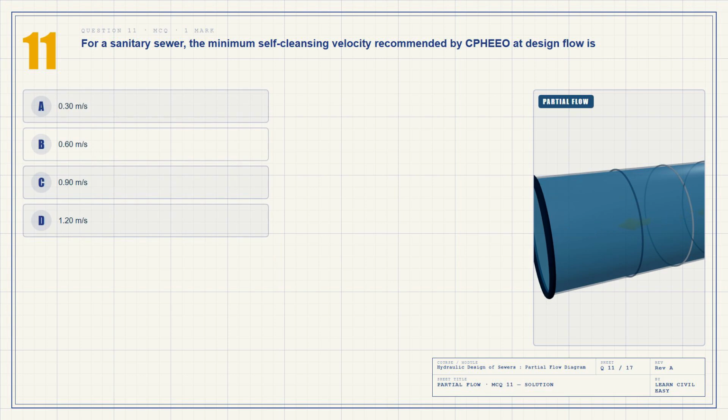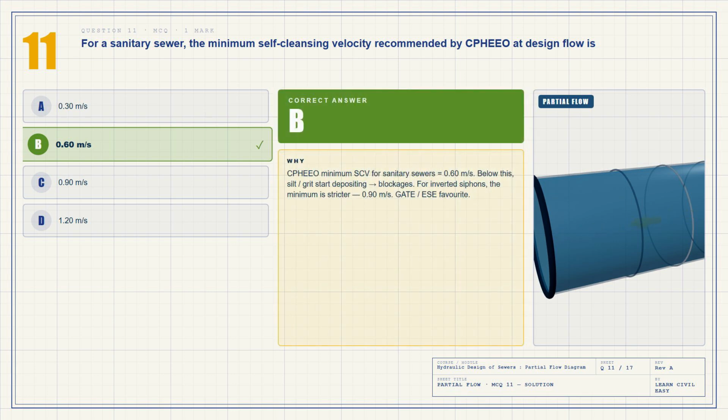Question 11. The correct answer is B, 0.60 meters per second. This is the CPHEEO minimum self-cleansing velocity for sanitary sewers. Below this velocity, suspended solids like silt and grit start to settle inside the pipe, causing blockages. Remember this number, asked in every GATE and ESE exam.